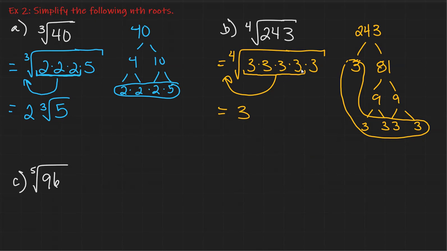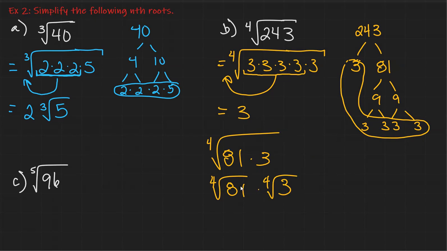What's 3 times 3 times 3 times 3? Well, we kind of know that, right? These 3's came together to give us 81. So that is going to be 81 times 3 under the 4th root. And then again, we can separate across multiplication. This is the 4th root of 81 times the 4th root of 3. And the 4th root of 81, what times itself 4 times gives us the 81? Well, that's 3, right? So we have 3, 4th root of what's left? 3.